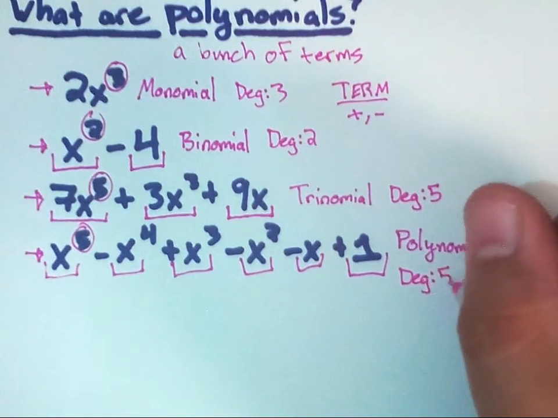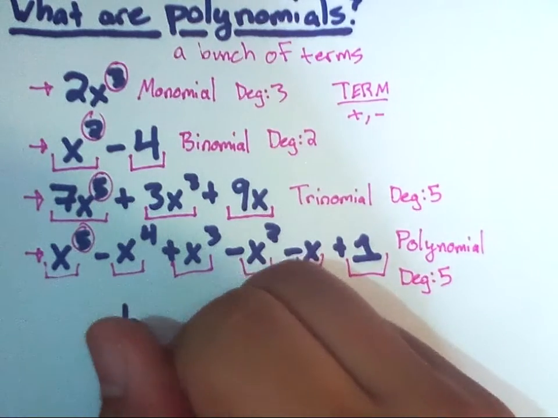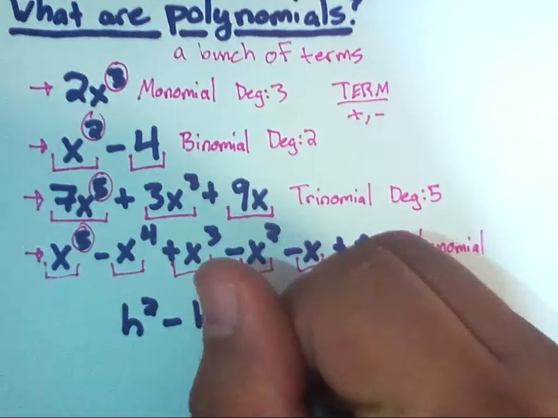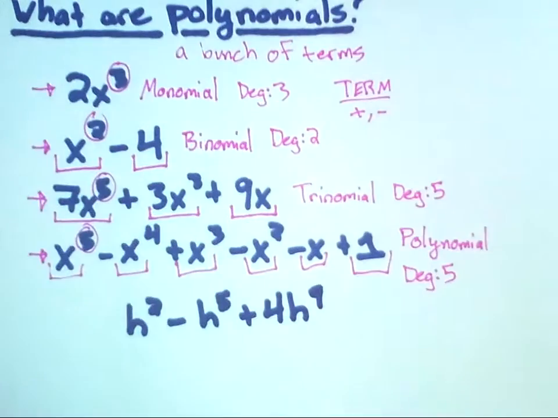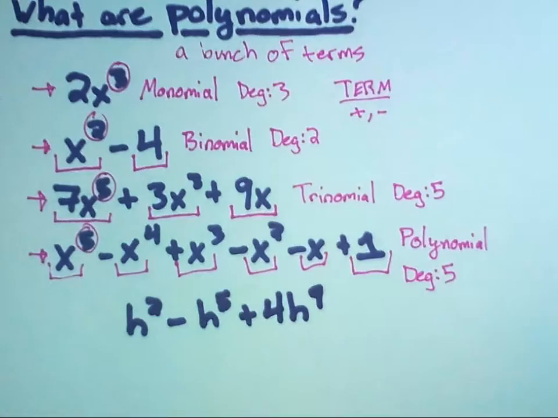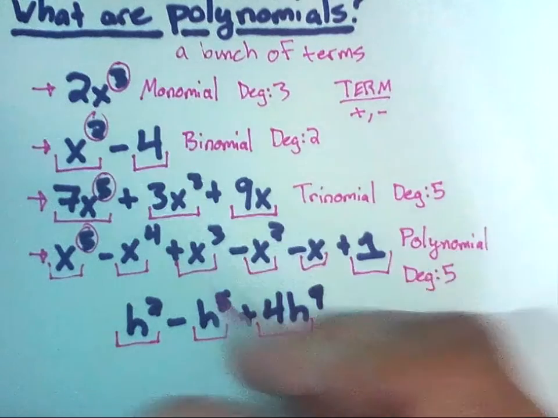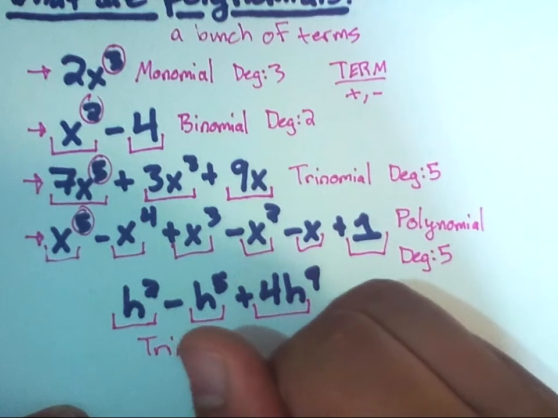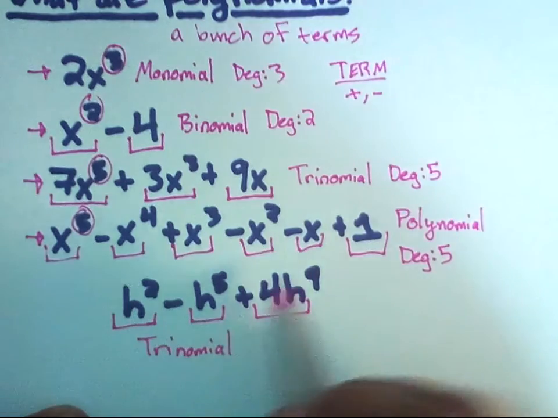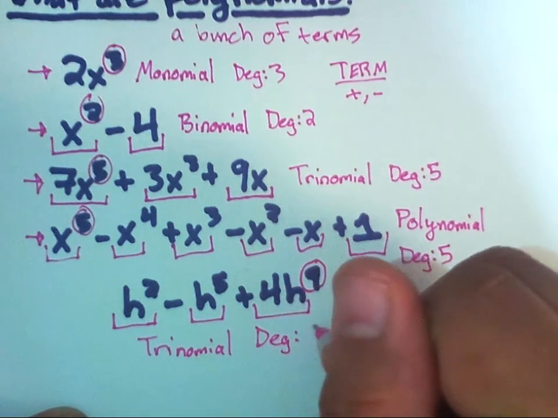Now, it doesn't matter if it's out of order. For instance, if we were to create a new example, maybe we'll even use different letters this time, we'll go ahead and use h squared minus h to the 5th plus 4h to the 9th. It does not matter that this is out of order. First off, we can very quickly see how many terms it has. 1, 2, 3. So this would be a trinomial. And the degree, 2, 5, the biggest exponent is 9, so the degree would be 9.